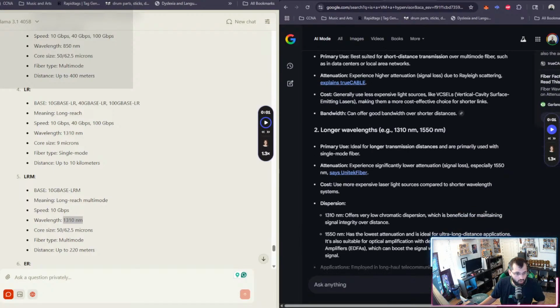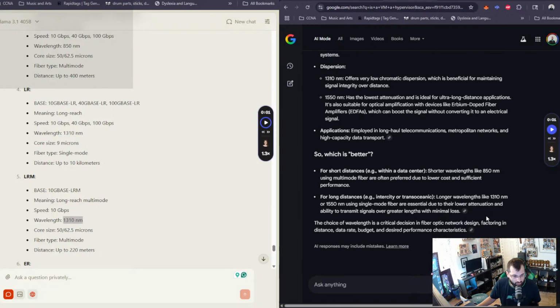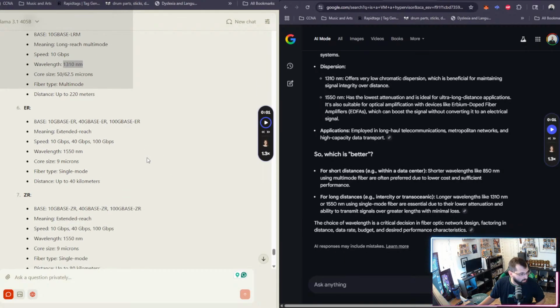Okay, long wavelengths are primarily ideal for longer transmission distances and are primarily used for single mode fiber. They experience significantly lower attenuation, because it's only dealing with one mode. That makes sense. So which is better? Short distances is going to be a shorter wavelength. Long distances is going to be dealing with a longer wavelength. Okay, this all makes sense.